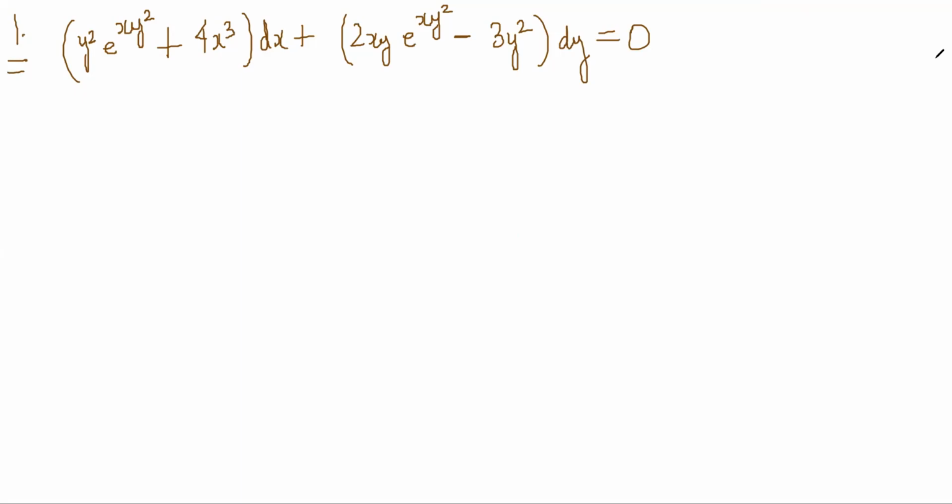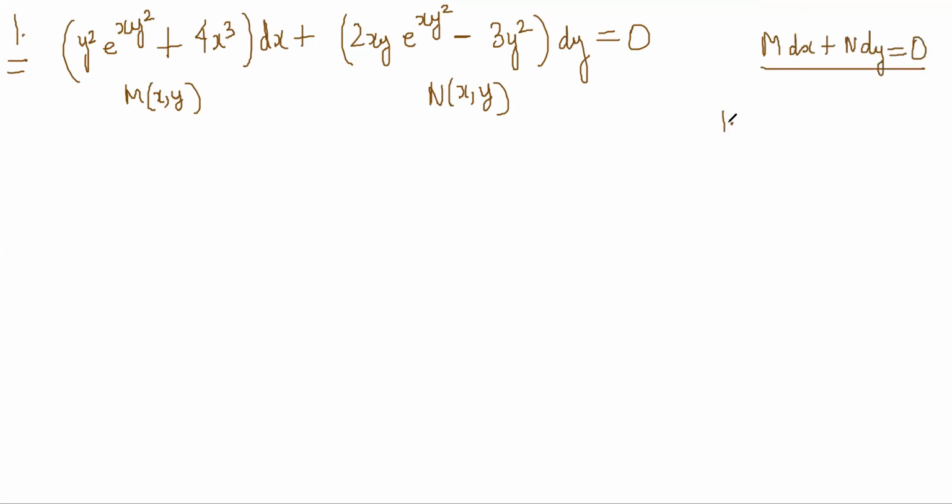Generally, if it is like this, M is a function of x and y, and this is N, a function of x and y. When we have M dx plus N dy, to check whether it is exact or not, the first condition is that dou M by dou y should be dou N by dou x. We'll just check that.